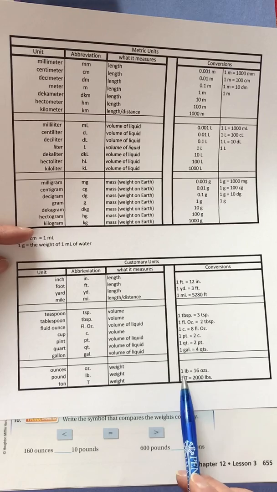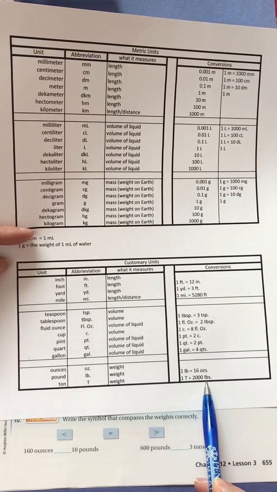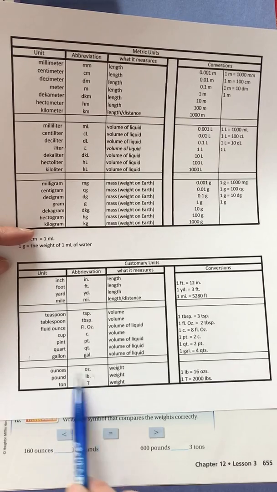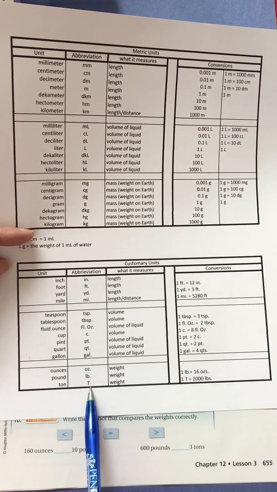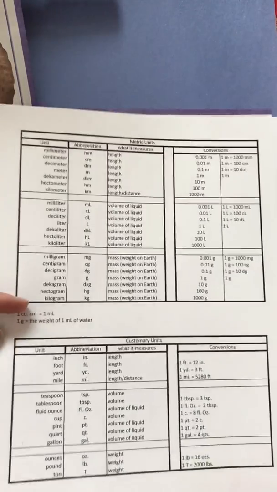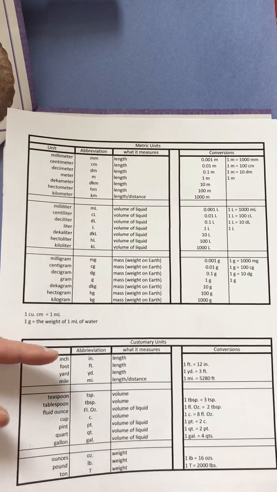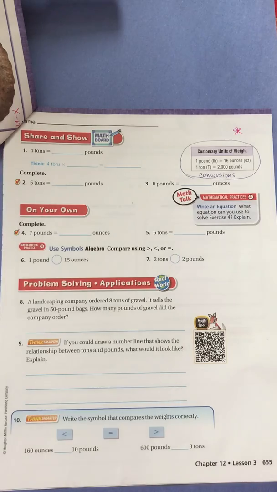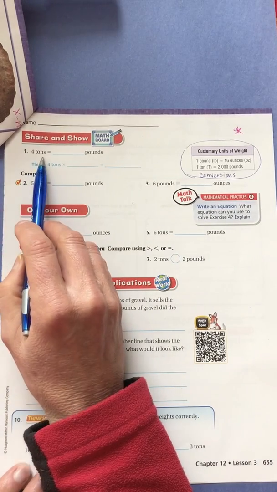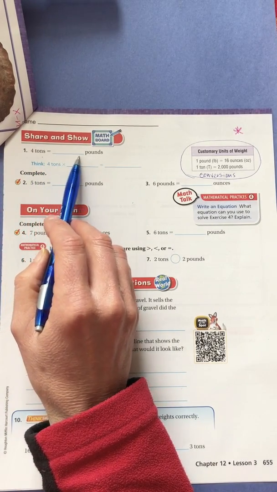So you can see here that 1 pound is 16 ounces, 1 ton is 2,000 pounds. And it shows you again those abbreviations that I talked about in 12.1. So this is a really great resource that you'll find yourself using quite a bit, and you can use it for tonight's home learning. So 4 tons is equal to how many pounds?